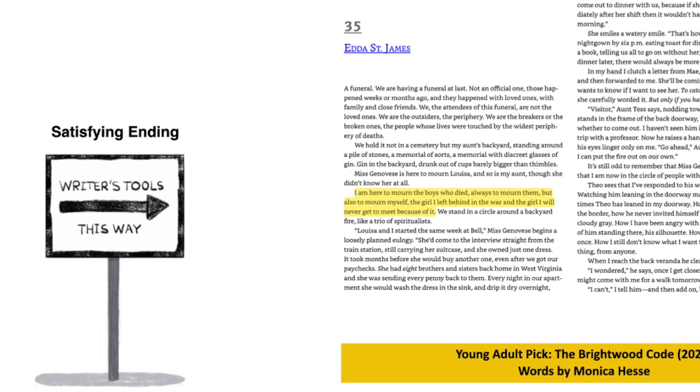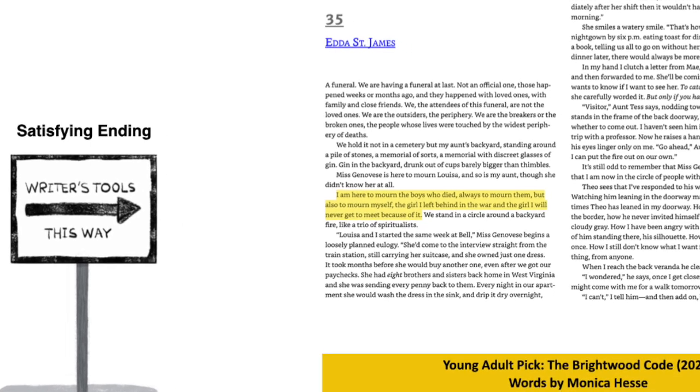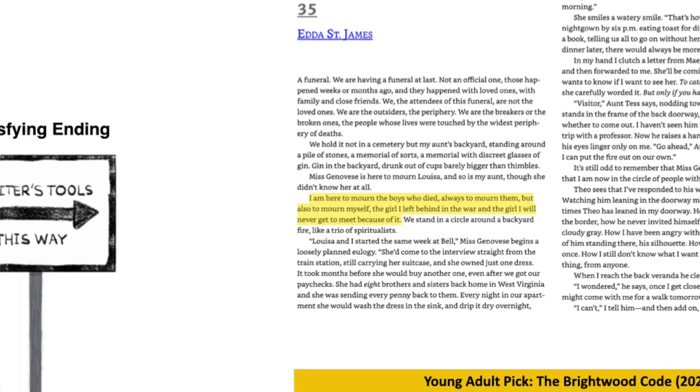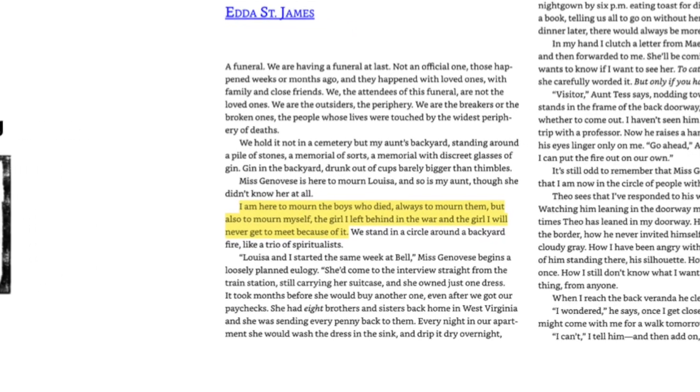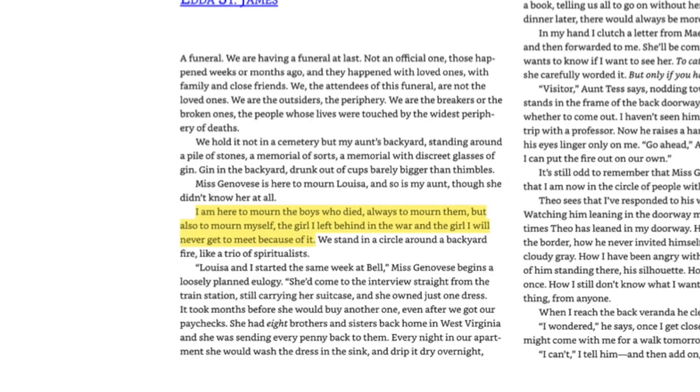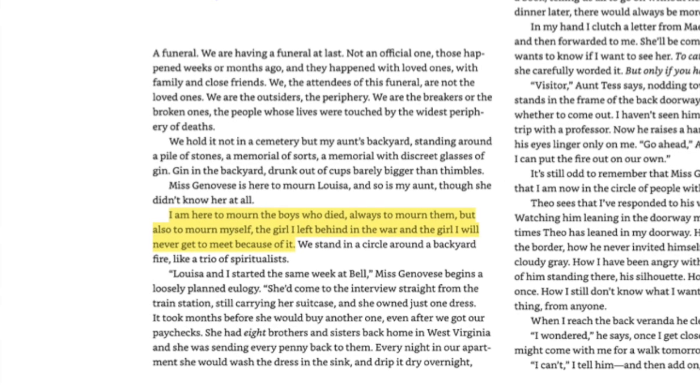Quote, "I am here to mourn the boys who died. Always mourn them. But to mourn myself, the girl I left behind in the war, and the girl I will never get to meet because of it." End quote. The story manages to authentically represent Etta's grief, trauma, and hope all in one chapter.